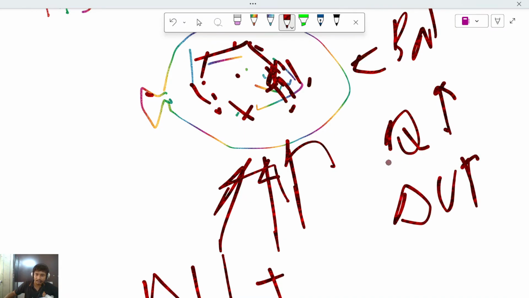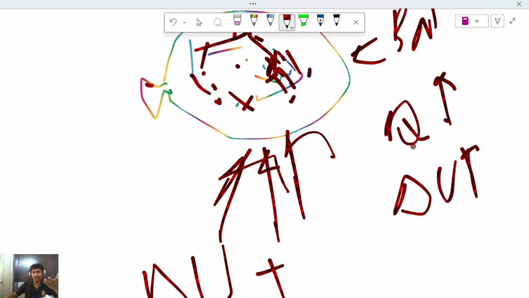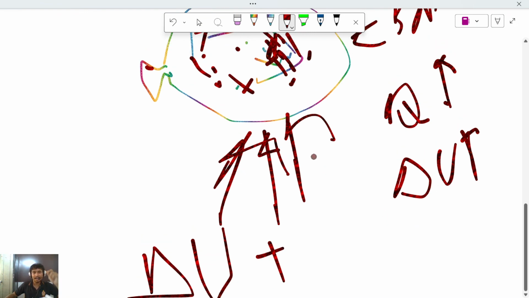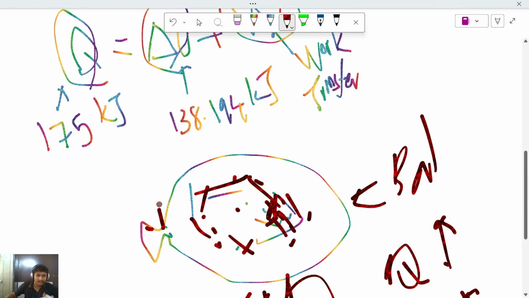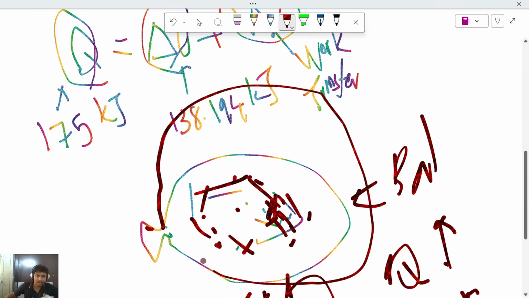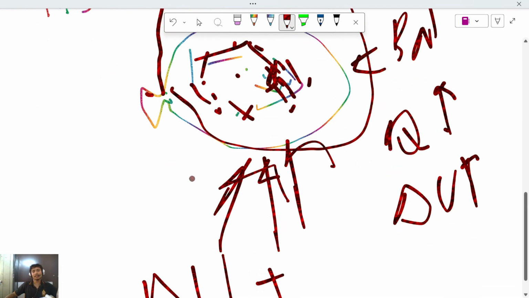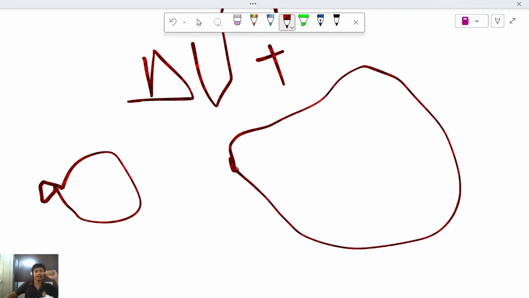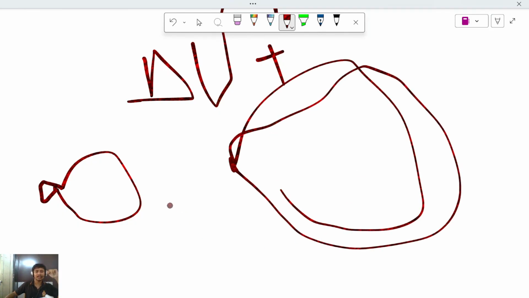Q is heat transfer. If you give heat, the internal energy of the gas will be increased. Not only that, we already know the volume of the balloon also will be increased. If this is the initial state and this is the final state, the volume of the gas will be increased.